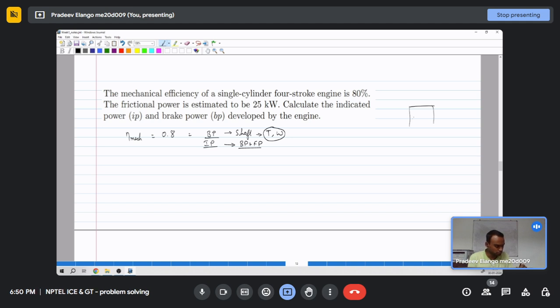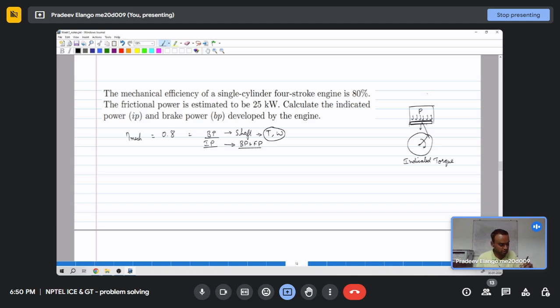Indicated power as such can be explained like this. The gases inside the combustion chamber always exert a pressure on the piston, and because of the gas pressure there is a force on the piston, which is capable of developing power. This downward force can be transferred to a torque, and that is called indicated torque.